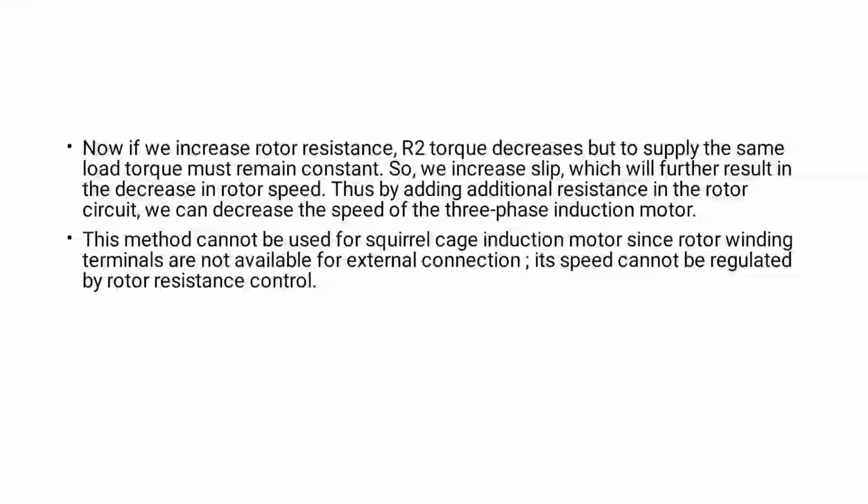Here, by adding external variable resistances to the rotor via slip rings, we can control the speed of the induction motor. This is a simple method, but the disadvantage is that since there is a resistance, heat will be produced which will cause losses and decrease the efficiency of the induction motor. This method is used for wound rotor motor only.